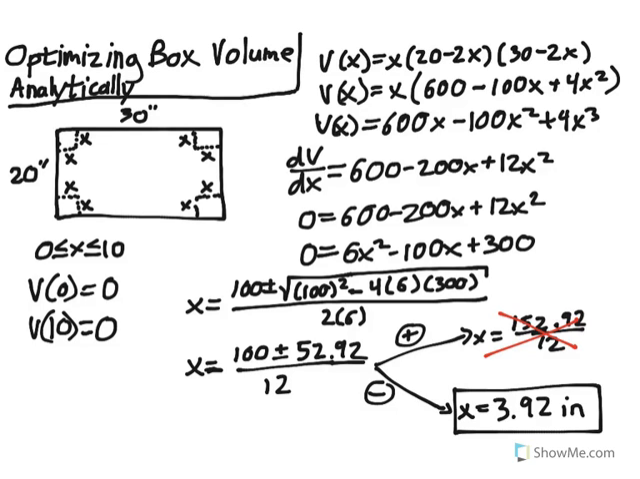I say in just a second because you're not actually done yet. The problem not only asked you to determine the value of x that maximizes the volume, it also asked you for the maximum volume. So let's go back to this equation, or if you want, you could go back to this equation and plug the 3.92 into that. So V of x, might as well do it in red.